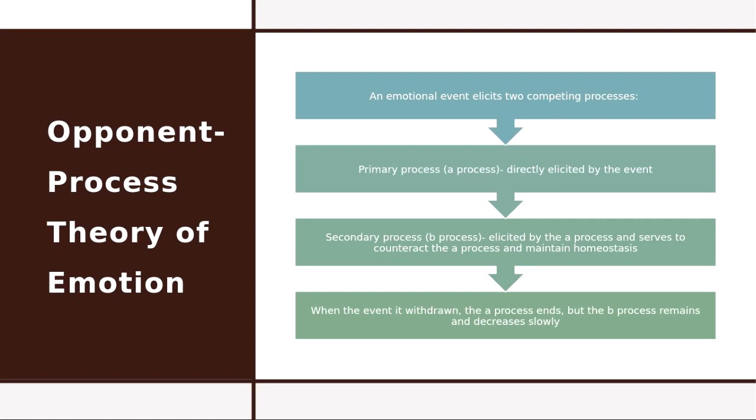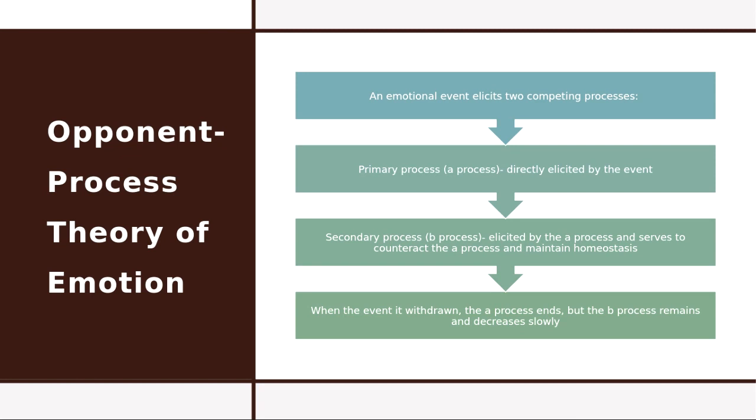Then there's a secondary process, the B process. The B process is caused by the A process. So the B process is a reaction to the A process. And the purpose of the B process is to counteract the A process and maintain homeostasis. So we know that our bodies like to be at a level of balance and homeostasis. So we like to avoid extreme highs and lows within our body.